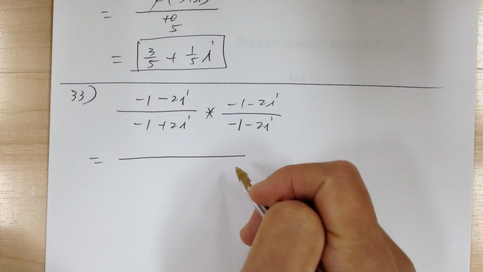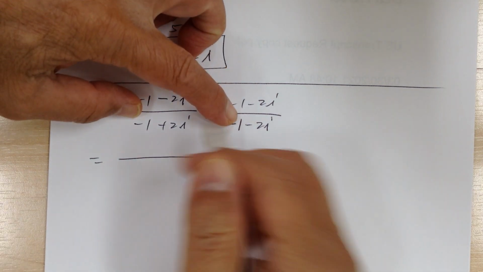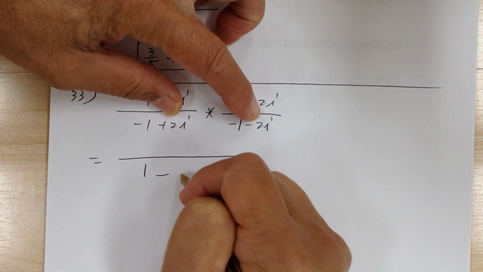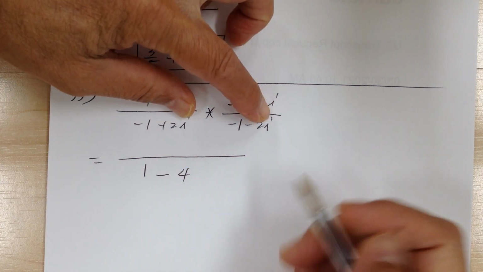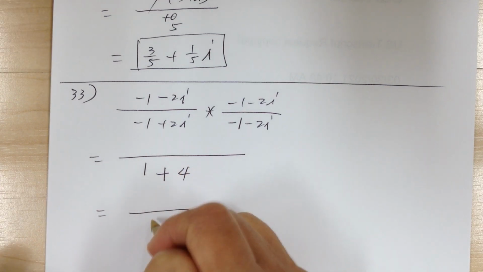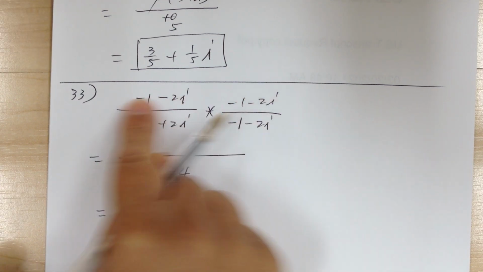Okay, so now let's go multiply the bottom. So negative 1 times negative 1 is positive 1. Plus times minus is minus. 2 times 2 is 4. I times I is negative 1, so this becomes plus 4. So 1 plus 4 will give you 5. And there's nothing on top to cancel out the 5.